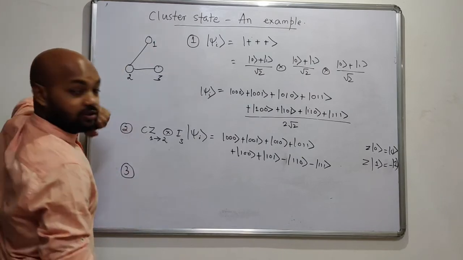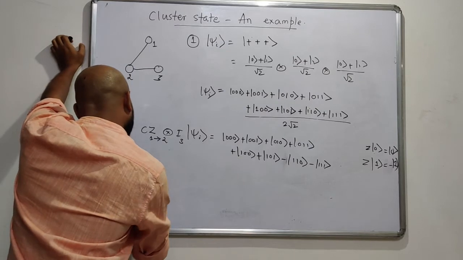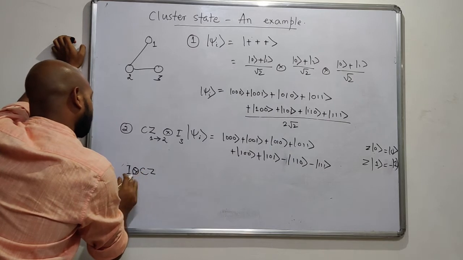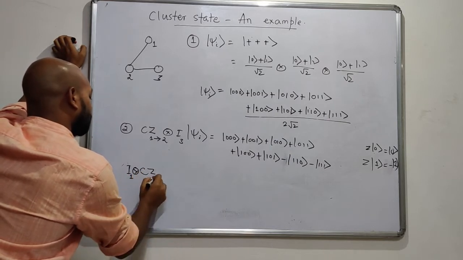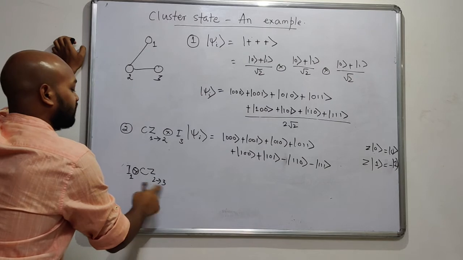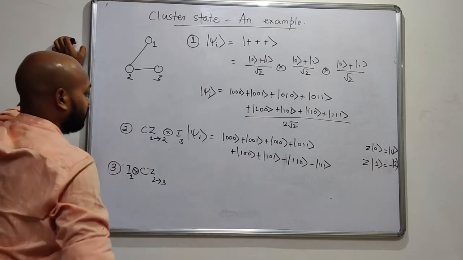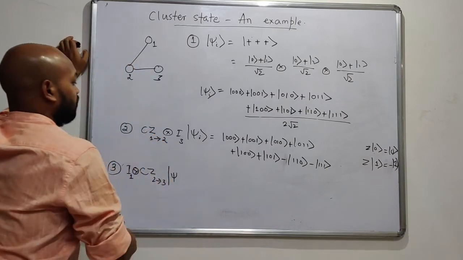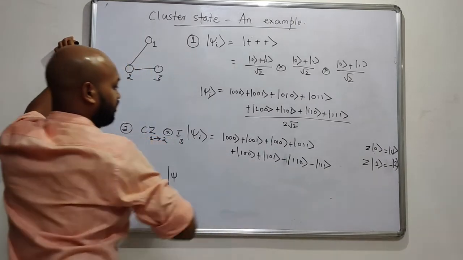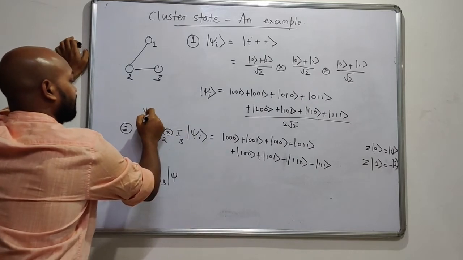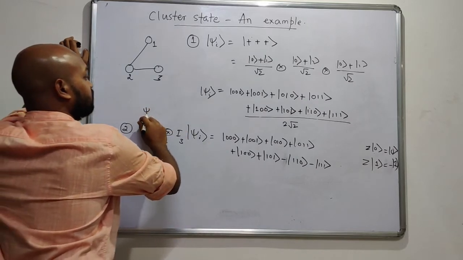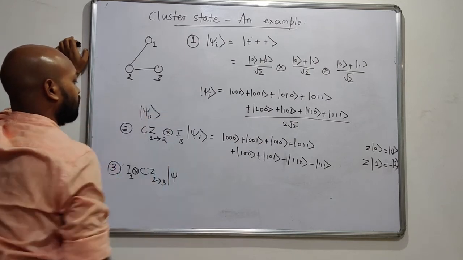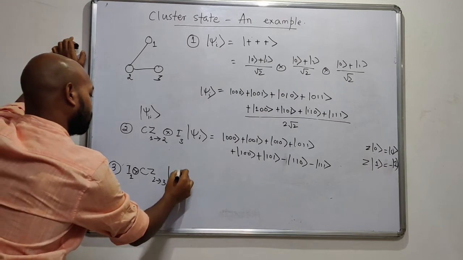Let's now link the second and third qubit. I do nothing to the first qubit, so I operate an identity on the first qubit and then I operate a CZ gate from the second to the third qubit. This is my third step. I apply this on this state. Let's name this state psi double prime.